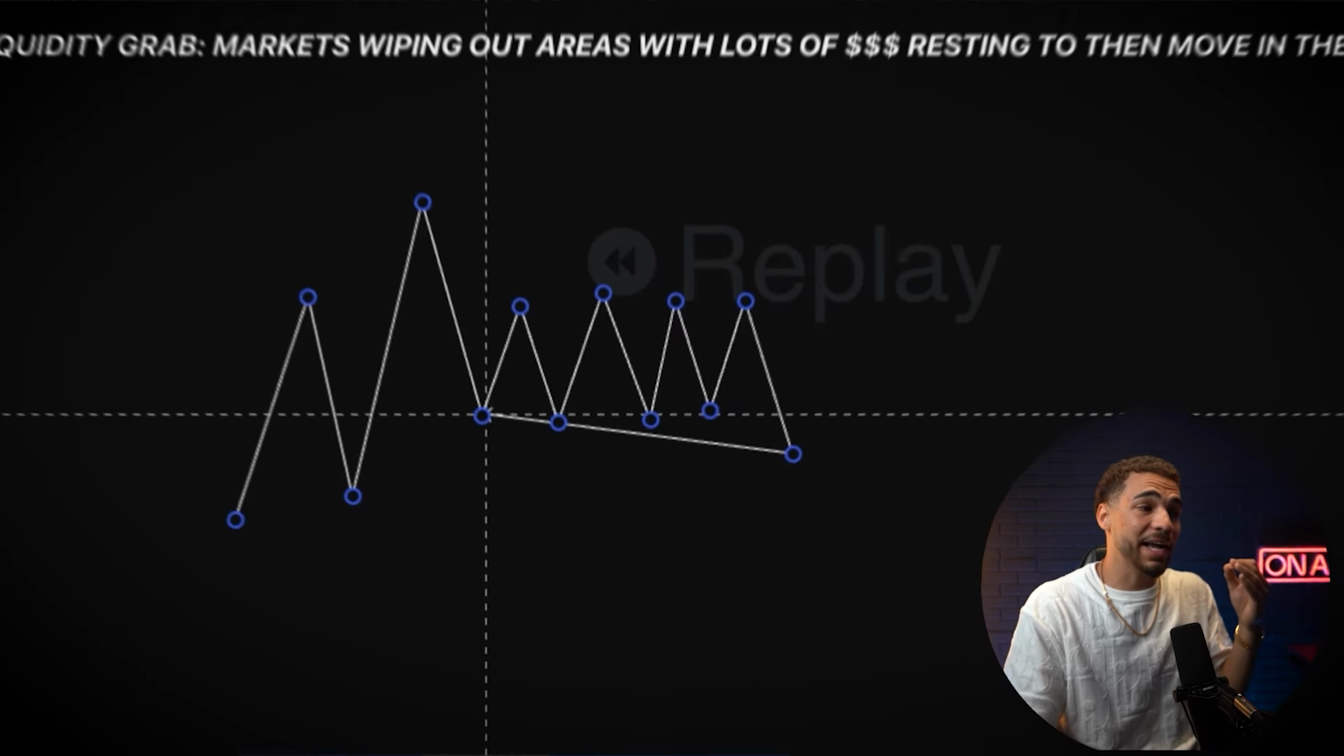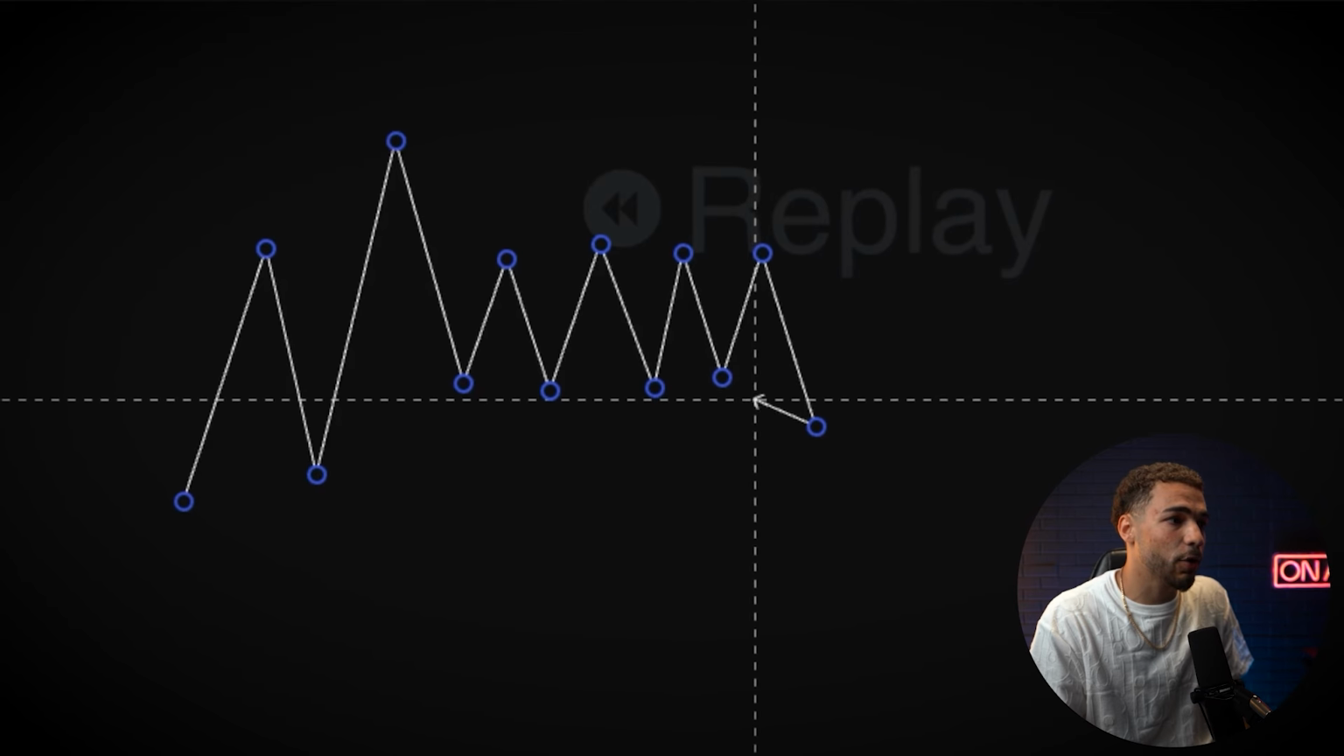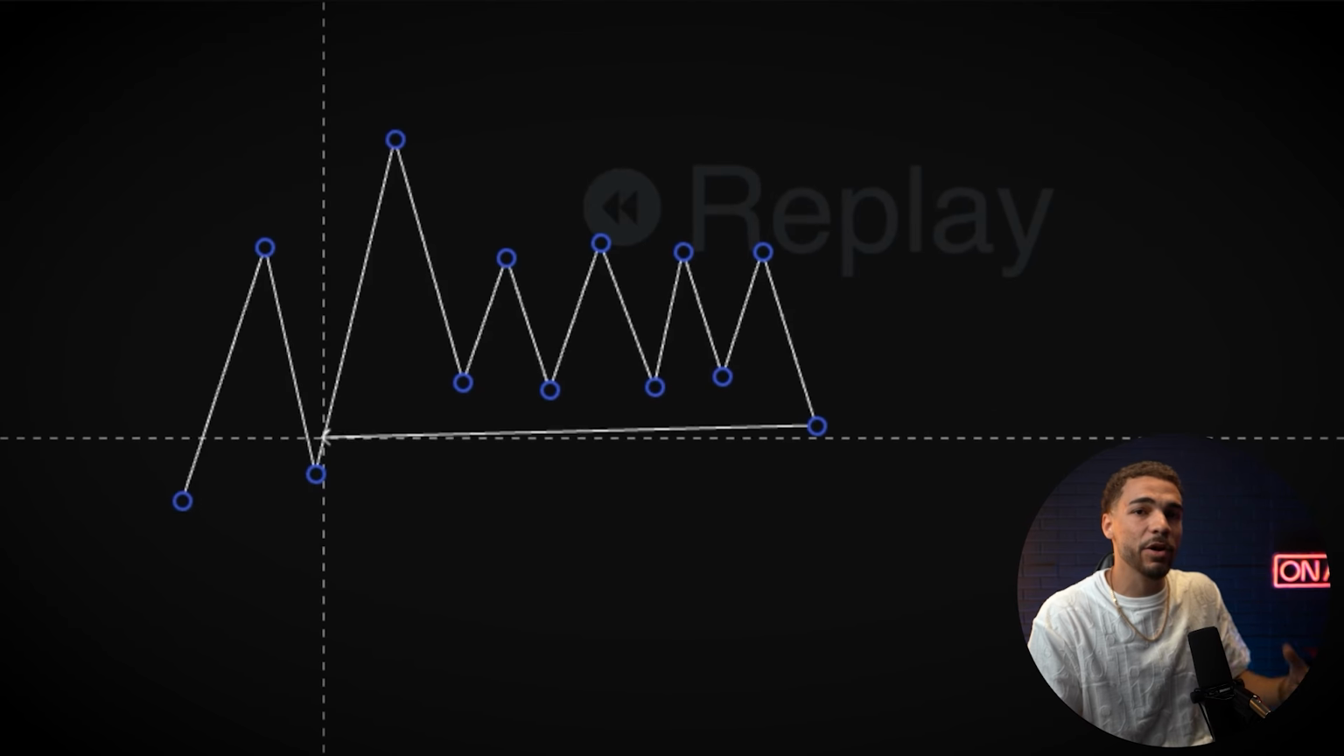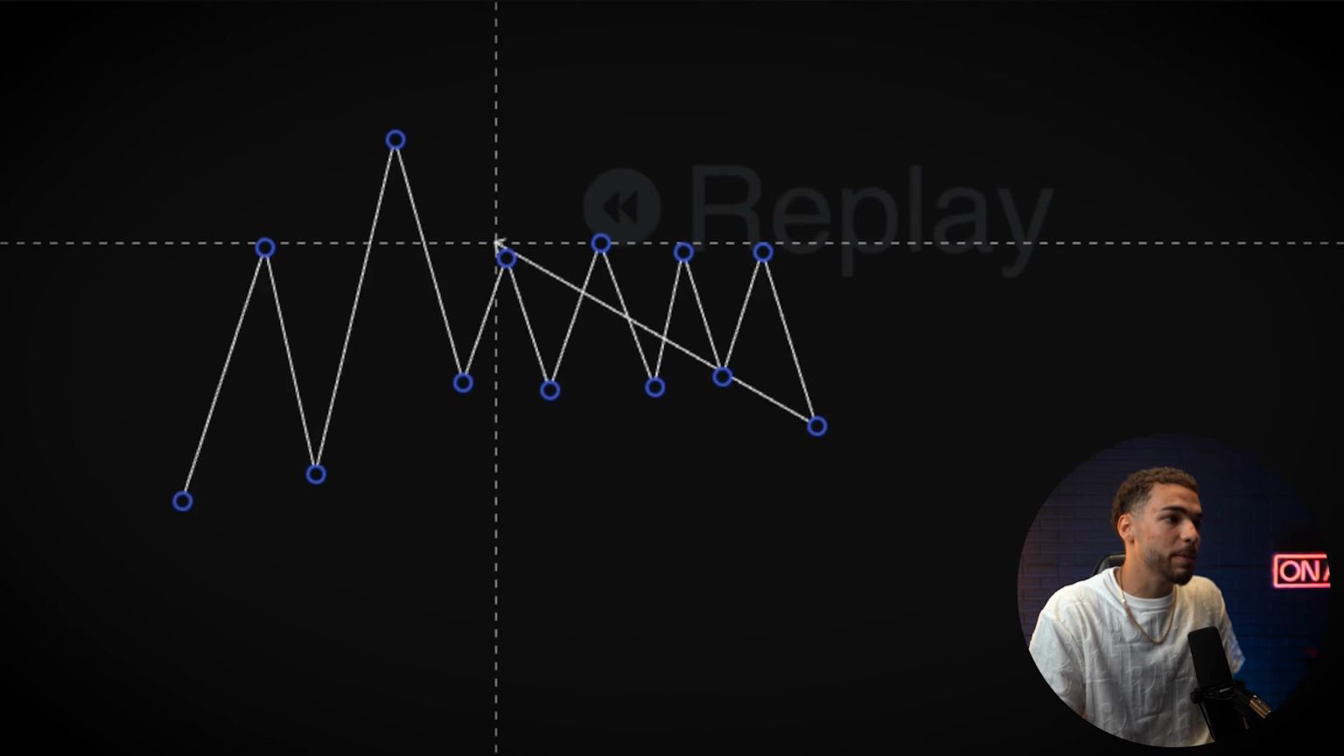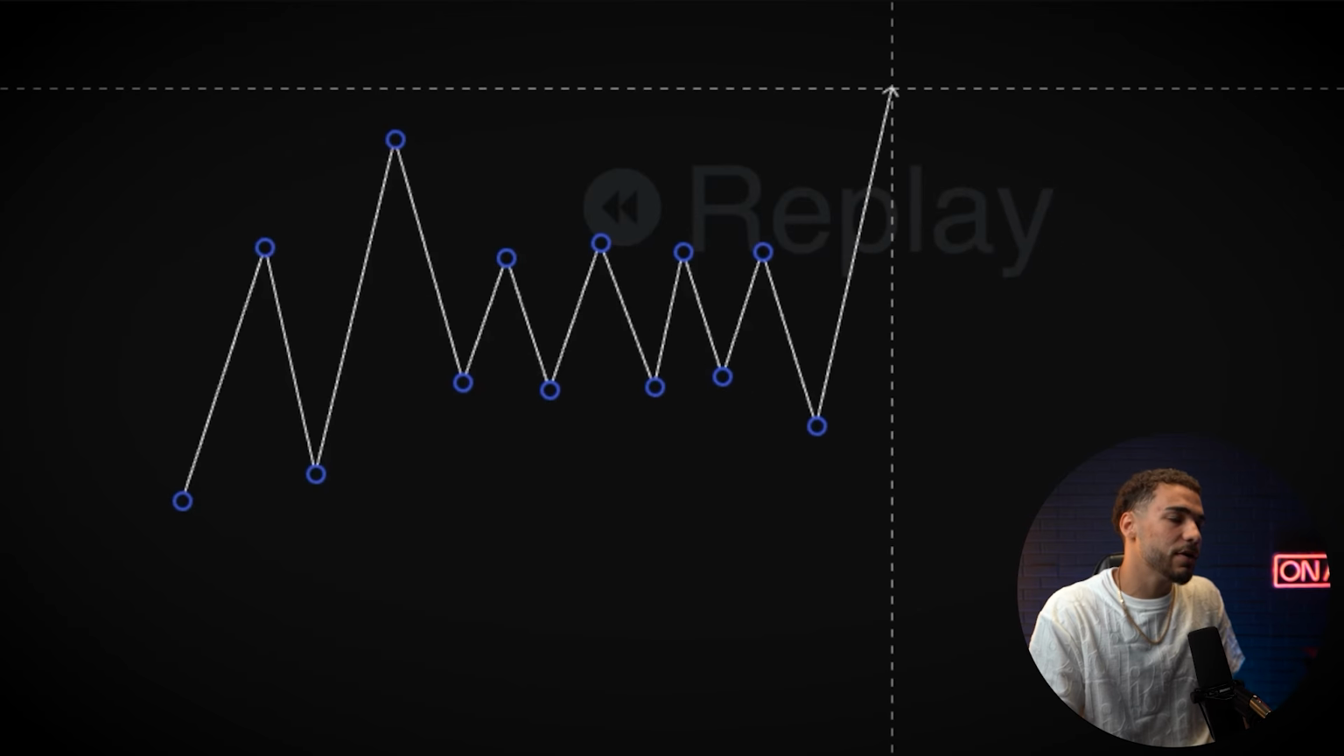And then what's actually going to happen is the market just pulled all the money resting over here to then get into a better position for its order, and then sweep all the money resting at the highs over there and give us a higher high.